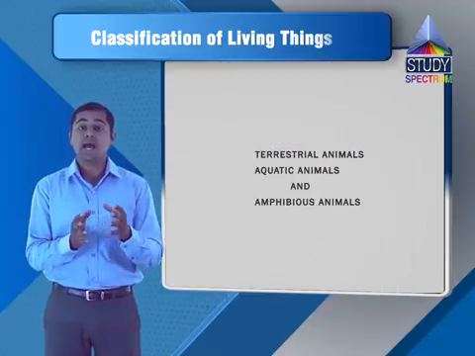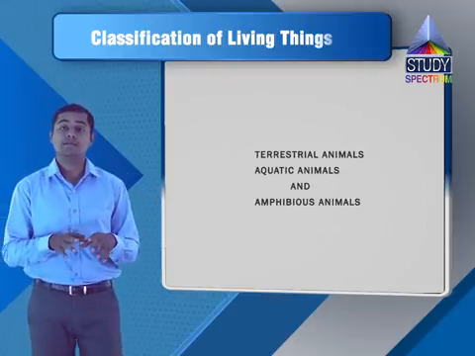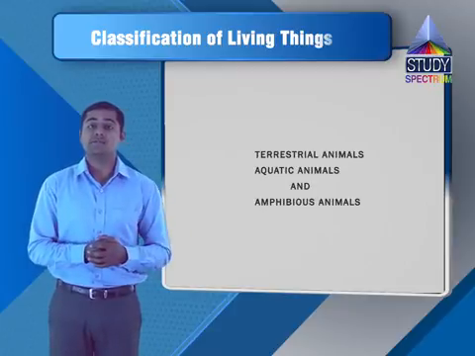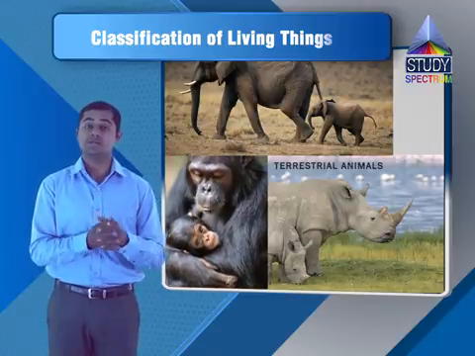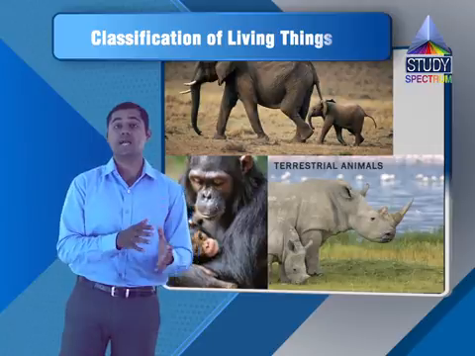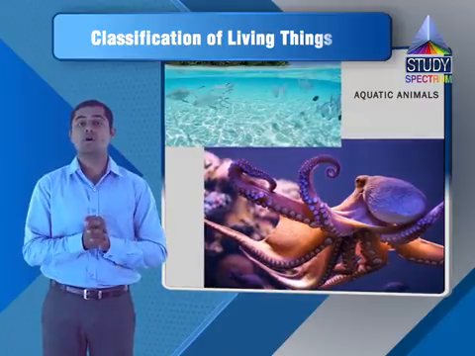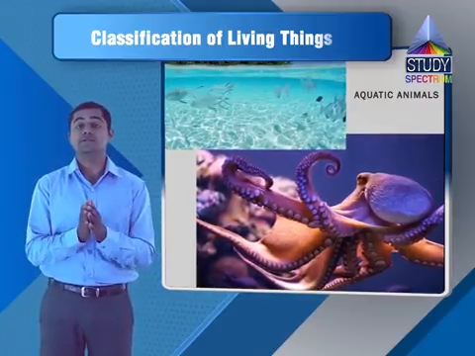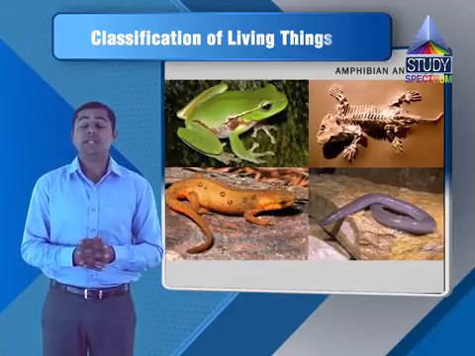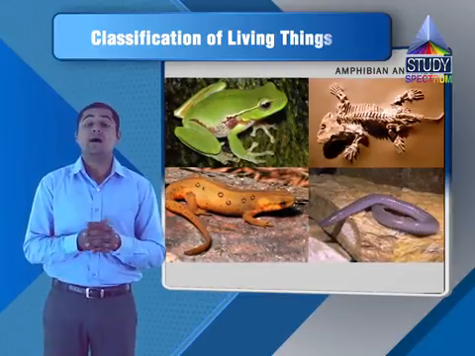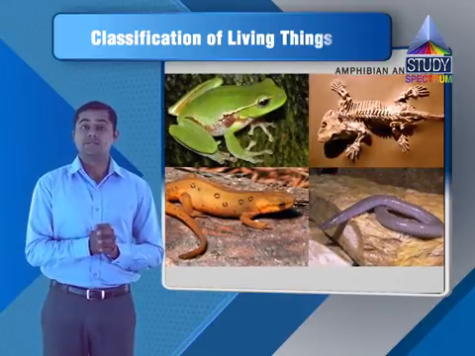On the basis of where the animals live, what is their natural habitat, we have subdivided them into 3 groups. Terrestrial animals are the animals which can dwell only on the land, not in the water. Human beings, monkeys, cows, buffaloes, lion, tigers are terrestrial animals. The animals which can live only inside the water are called aquatic animals. Fishes, octopus are the aquatic animals. The animals which can live on the water as well as land are called amphibians. Some snakes, lizards, frogs, these are the amphibians.